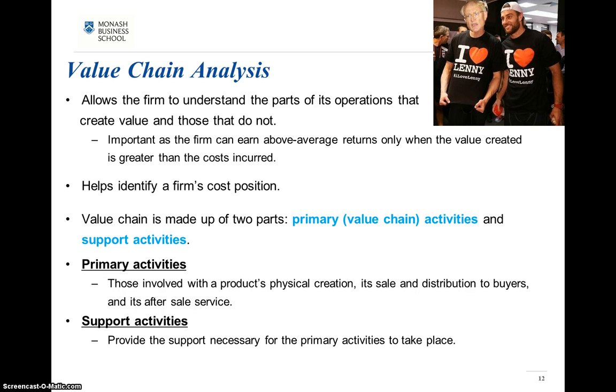It therefore helps identify a firm's cost position and is basically made up of two main parts. The first of which is known as the primary activities, and the second of which is the support activities. And we're going to look at each of these in turn over the next couple of slides. First of all, those primary activities are those activities involved with a product's physical creation, its sale and distribution to buyers, and its after-sales service. So basically the key parts that go into making whatever it is your company makes and then selling that on to the people who will buy it and making sure that they are happy with it.